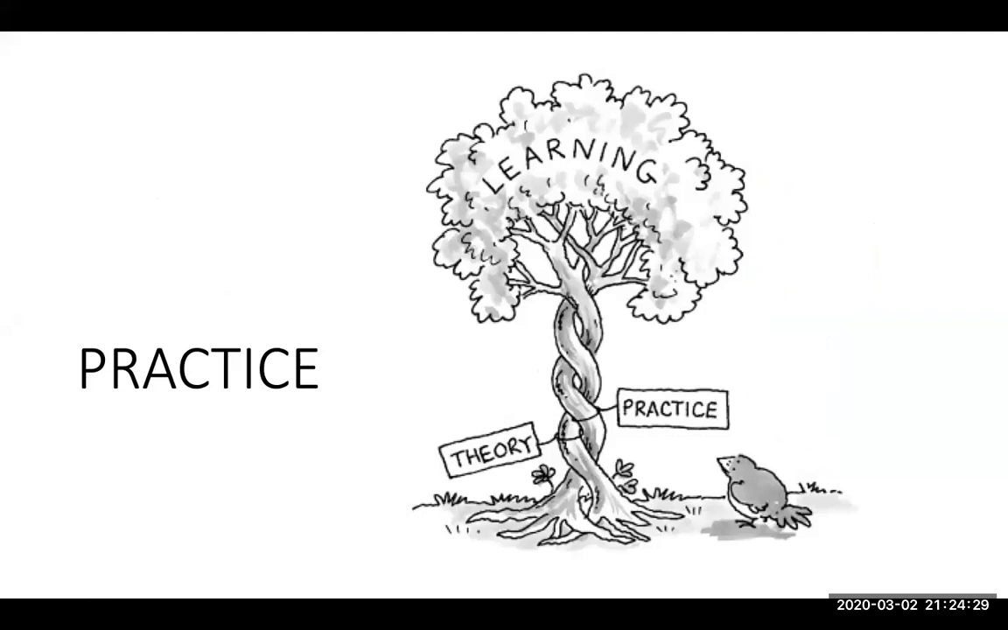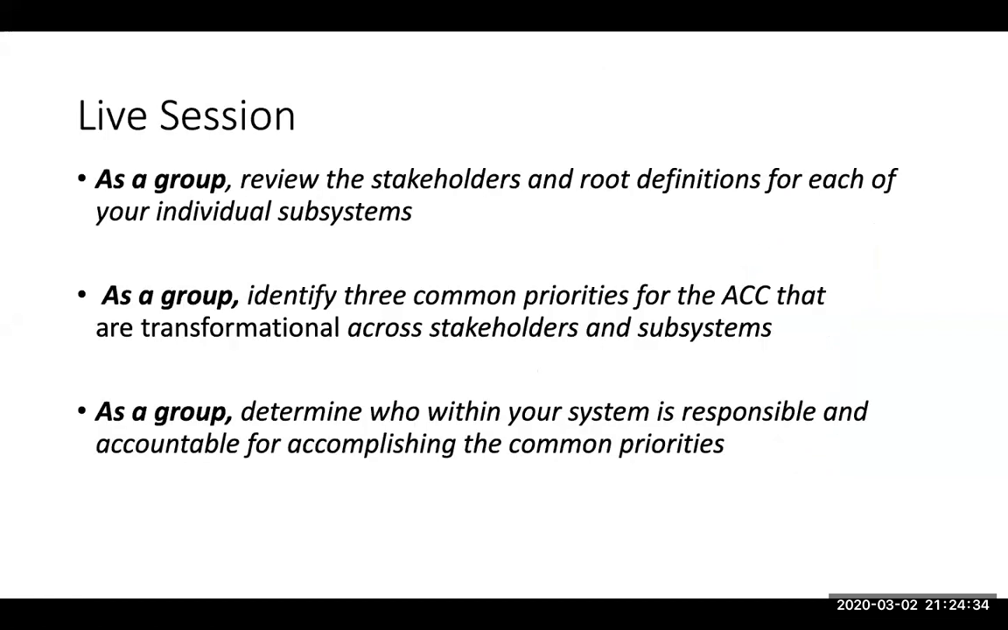So now we're going to start putting these tools into practice. In this week's live session, you are going to be working as a group to look at the different stakeholders and root definitions each of those different key stakeholders have and how they see the system and their subsystems. As a group, you'll then reflect on that and say, what are some common priorities for our ACC that could be transformational across these various stakeholders and subsystems? In just a moment, I'll refer you back to some documents that can be helpful in this activity.